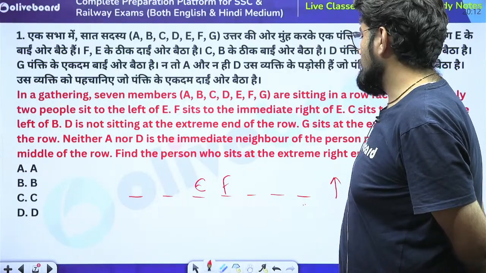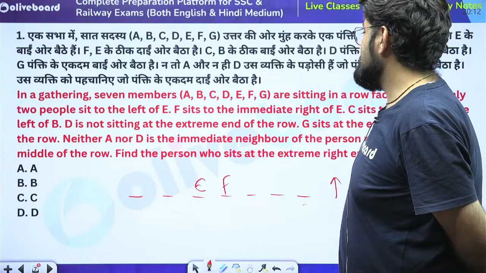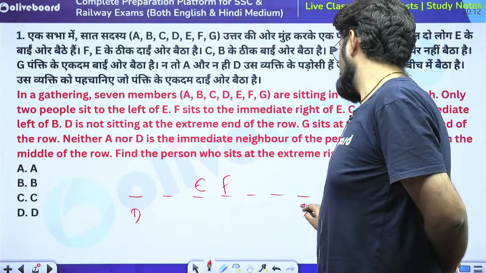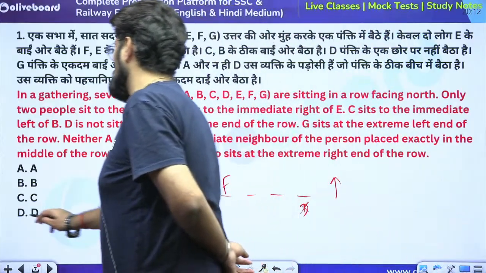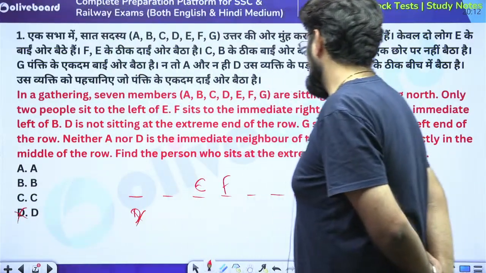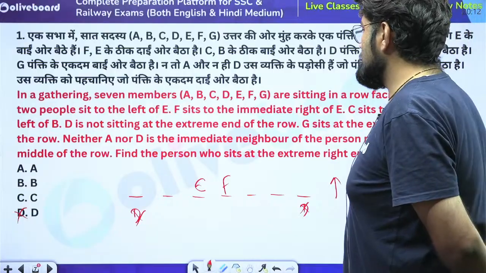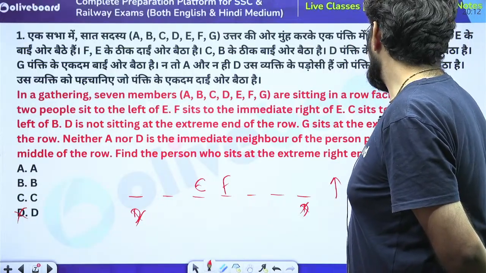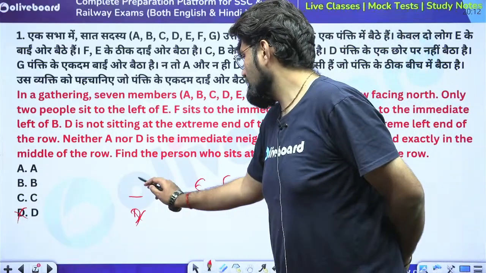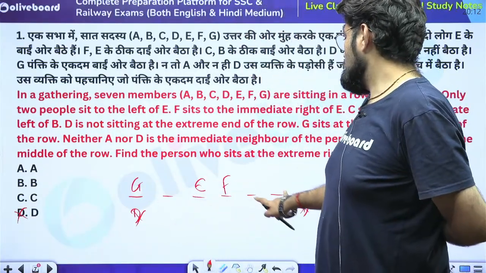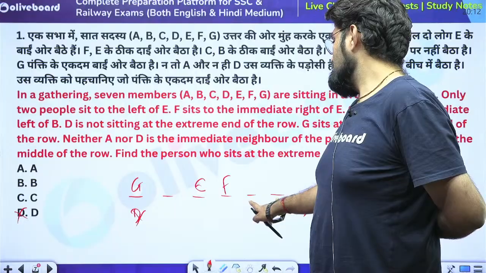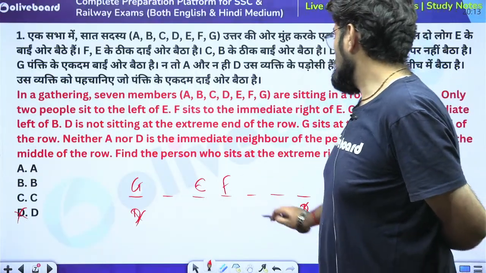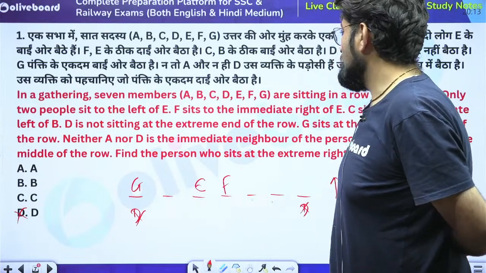C sits to the immediate left of B. D is not sitting in the extreme end of the row. So D is not here and D is not here. Okay. So D cannot be my answer. Now C is sitting to the immediate left of B. G sits at the extreme left end of the row. So now for C and B to be together, they have to be sitting here. If C and B sit here, D can still sit here, so that is not a problem. So CB will sit in either of the places.